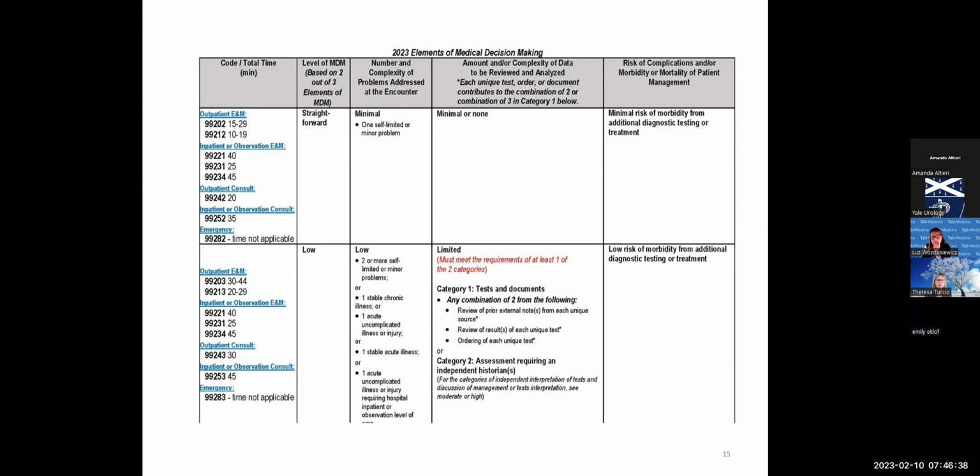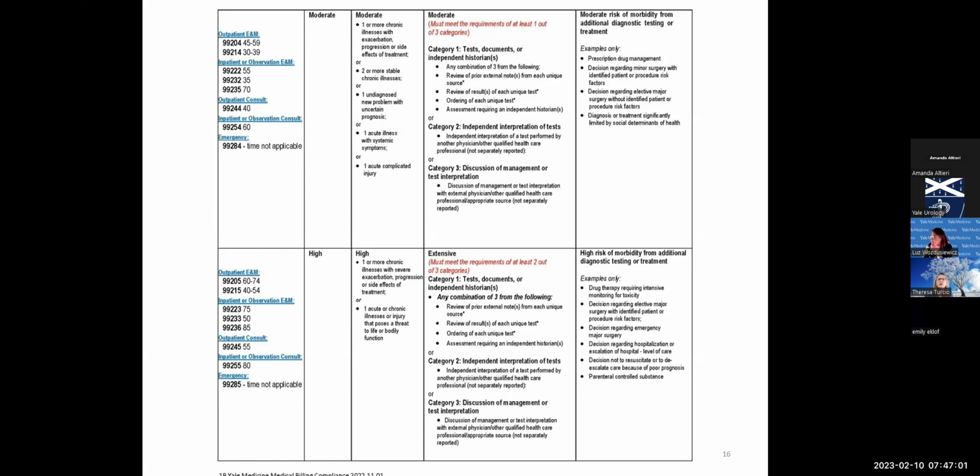The only exception is ED codes do not have an associated time, so you cannot bill them based on total time. But quickly, medical decision-making is based on 2 out of these 3 elements. So if you wish to select a level, it needs to meet the requirements in 2 out of the 3 components. If we move on to the next slide, these are our additional levels, our level 4s, our level 5s for outpatient and consultations, our level 2s, and our level 3s for inpatient services.